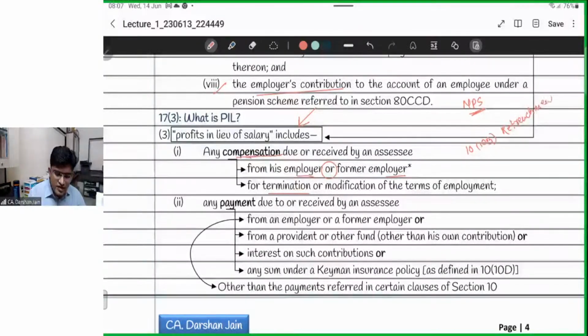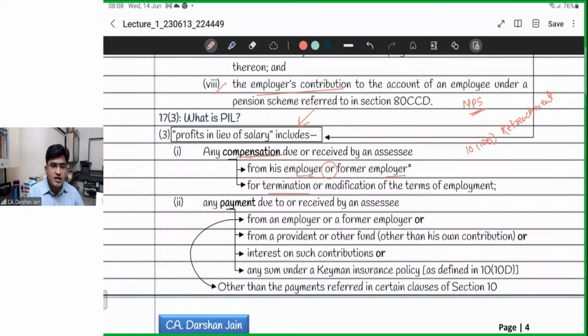So if at all a particular employee is removed from the company, forcefully asked to leave, in that case he'll get some retrenchment compensation under the Industrial Disputes Act. And that compensation, though it is taxable under section 17(3), would undergo exemption under 10(10)(b), subject to fulfillment of condition.